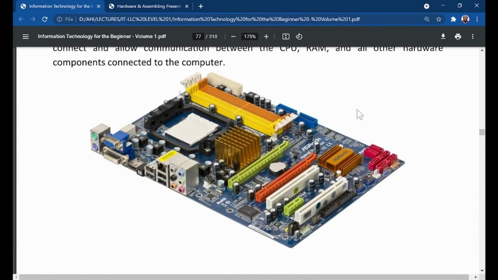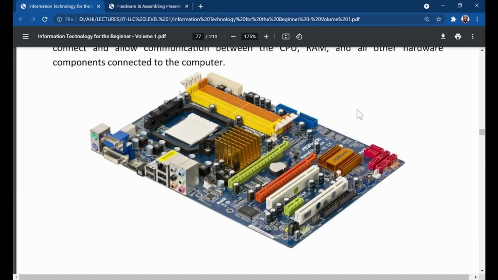Have you seen a motherboard before? This is a motherboard. This is an amazing component in computers, and it is called a printed circuit board, or PCB. This is the main circuit board in your computer that every connection to your computer comes onto. If your computer will be connected to anything, that connection comes onto the motherboard.